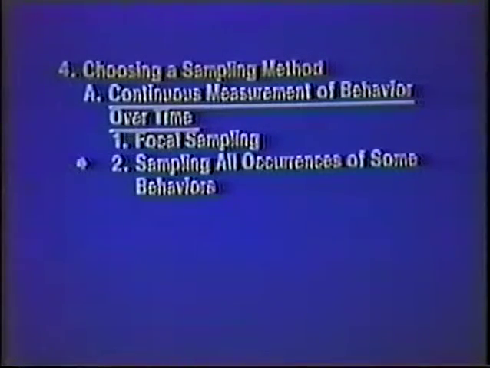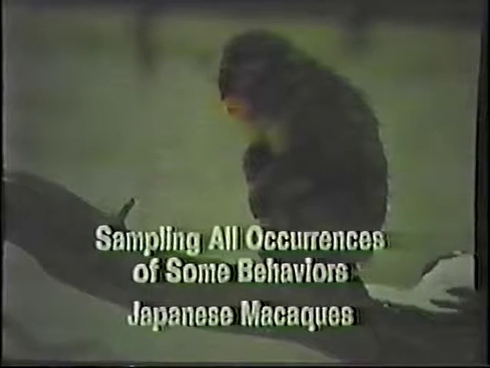be known. Sampling all occurrences of some behaviors provides data on: 1. Rate, duration, and sequence of selected behaviors. 2. Who engages in the selected behaviors. And 3. Synchrony of behavior. We will use a segment on Japanese macaques to illustrate this data collection method.